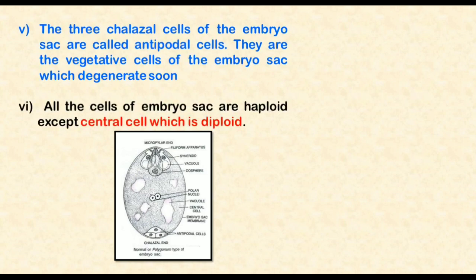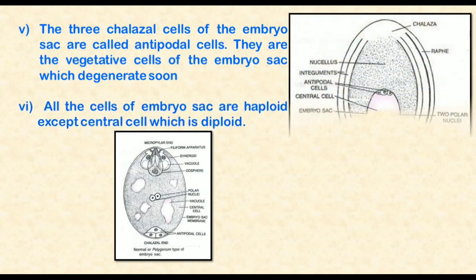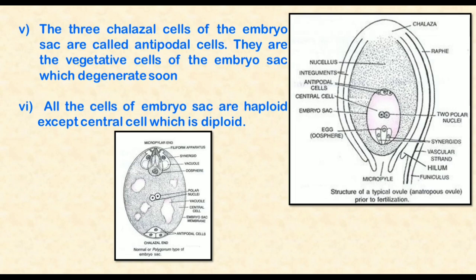Later on they degenerate and provide nourishment to the developing zygote. All the cells of the embryo sac are haploid except the central cell, which is diploid. Here you can see the complete structure of the ovule. This one is the embryo sac, which is present towards the micropylar end with 7 cells and 8 nuclei.